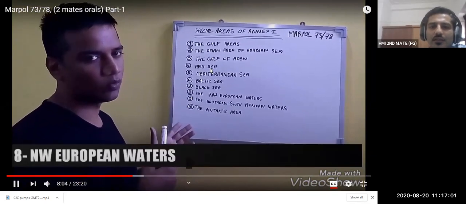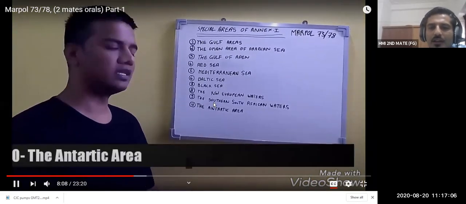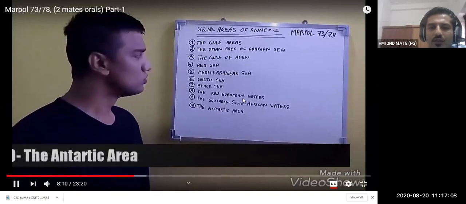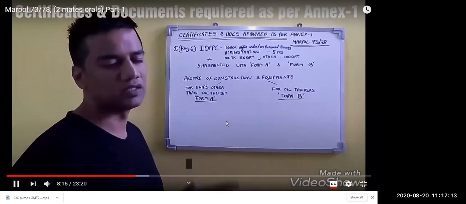A is your Antarctic area. Then M is Mediterranean. Then again N is your Northwest European waters. And A is your African waters.